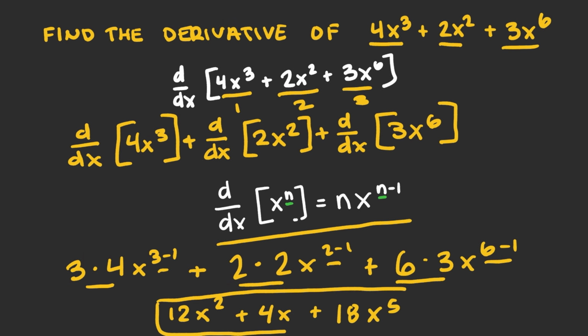So we just applied the power rule individually to each term, which has helped us work through it a bit quicker. So the derivative of 4x cubed plus 2x squared plus 3x to the 6th power is 12x squared plus 4x plus 18x to the 5th power.